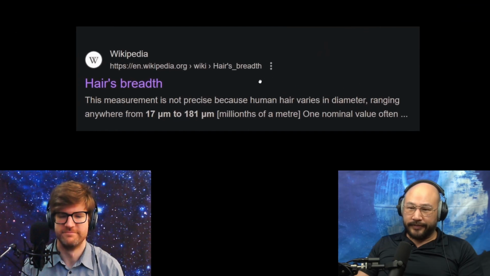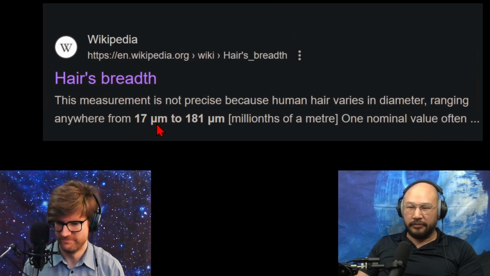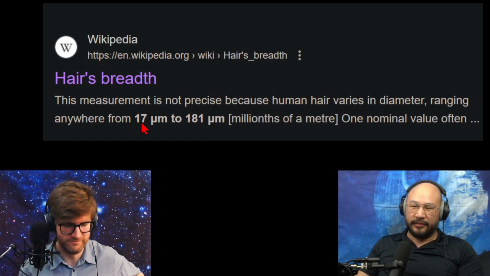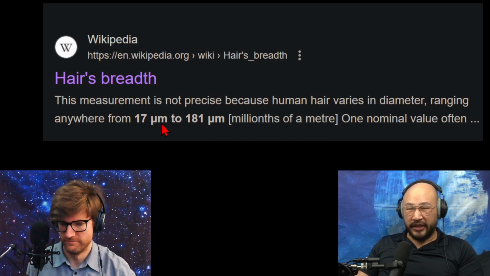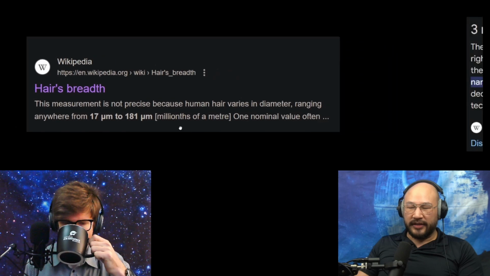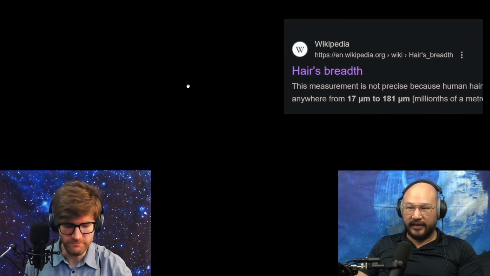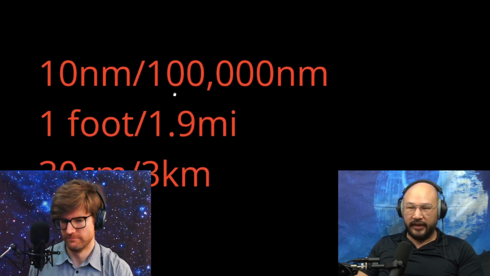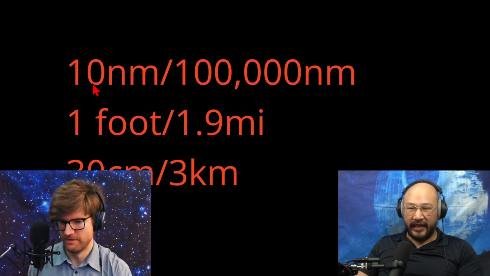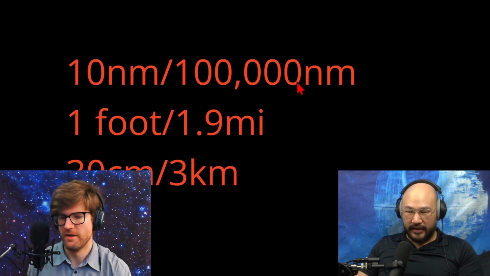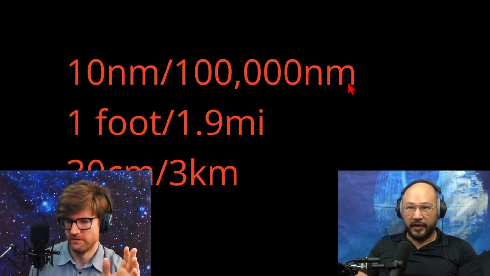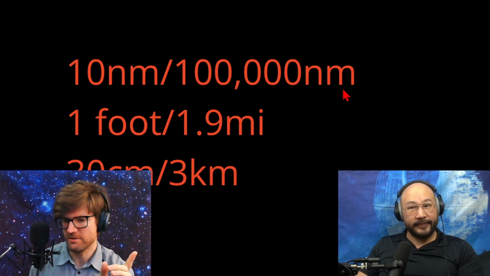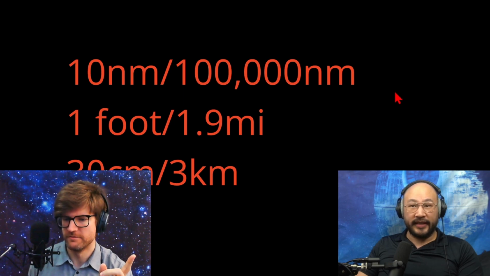So a human hair, a hair's breadth is 17 micrometers to 181 micrometers. Let's maybe average this out to 100 micrometers. So 100 micrometers in comparison to 3 nanometers. Let's just do some division. So let's round it up to 10, nice round number, divided by 100 times 1,000 to get from micrometers to nanometers. So 100,000 nanometers is 100 micrometers, exactly.